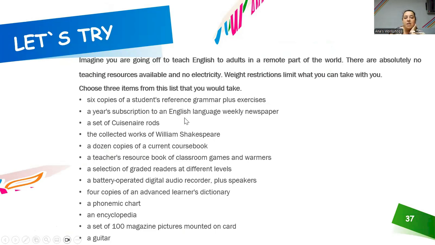So here it is. I would like you to imagine you're going off to teach English to adults in a remote part of the world. This would be like homework for next time. There are absolutely no teaching resources available and no electricity. So you have weight and size limits on what you can take with you. Choose 3 items from the list that you would take and say why. You have here all these possibilities. This is the menu, and I would like you to choose 3 of them. And at the beginning of next class, you tell me which you would take and why.